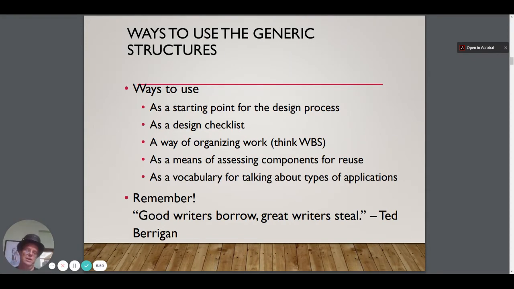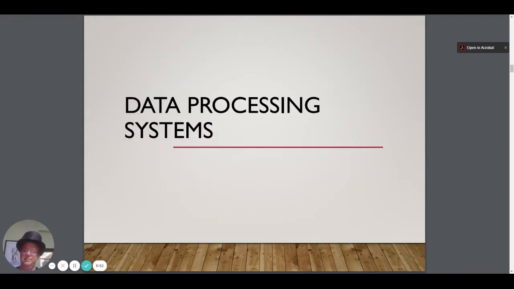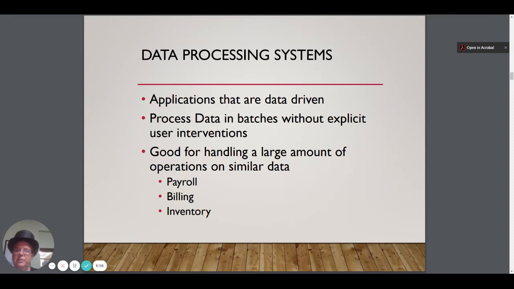Well, let's move on to data processing systems. So data processing systems are another class of application architecture, and these are ones that are data-driven. We process data in batches without explicit user interventions, and they're good, as we mentioned before when we did the overview, for handling a large amount of operations on similar data, payroll, billing, inventory, etc.